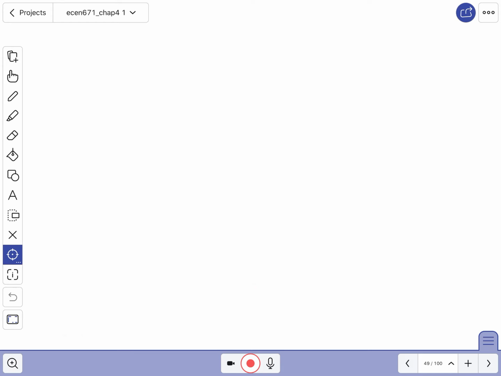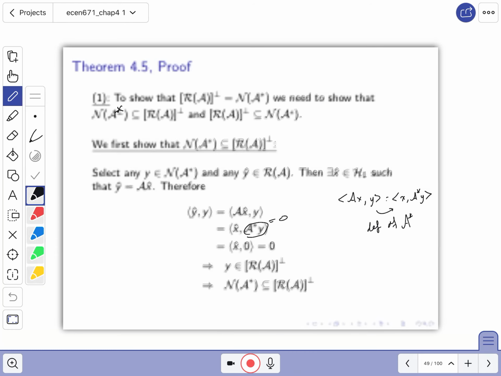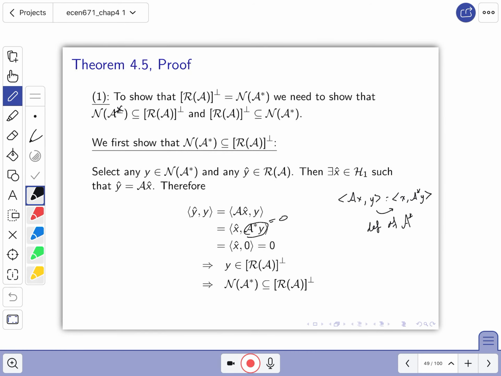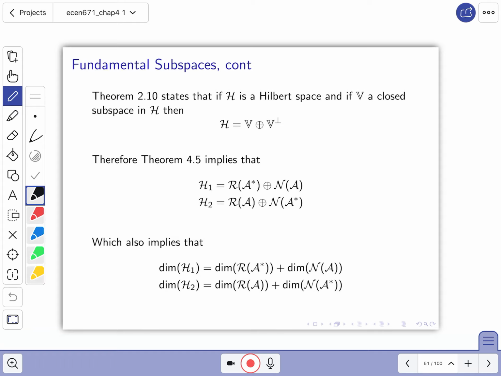And so if we go back here, we've shown this item because we showed both that the null space of A star is contained in the space that's orthogonal to the range space of A, and the space that's orthogonal to the range space of A is contained in the null space of A star. And again, if we were to reverse the arguments, we show the other property as well.